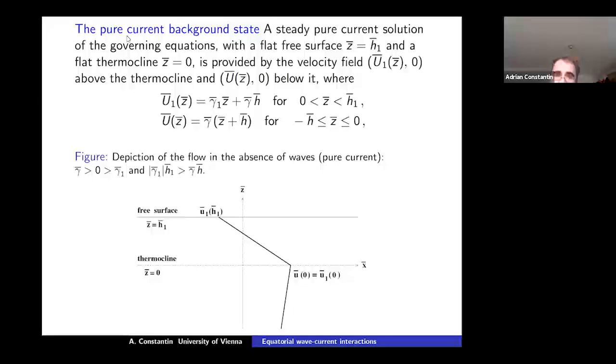What this is supposed to indicate is that above the pure current, there are no waves. So the free surface is Z equals H1. The thermocline is Z equals 0, because this is where most of the action happens, the important one. And above the thermocline, you have a current that goes to the west at the surface.